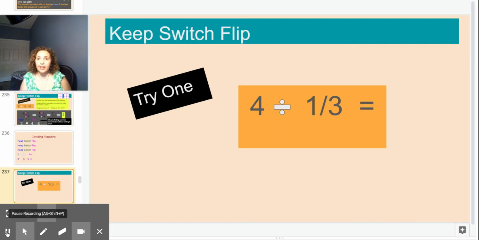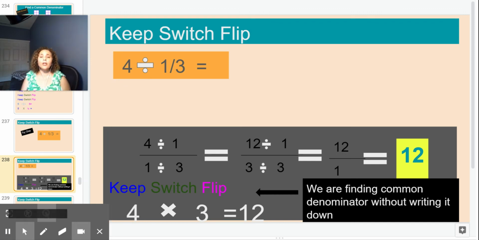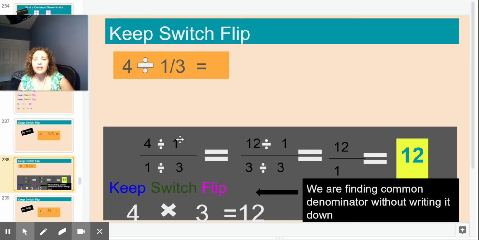Now that you know keep, switch, flip: 4 divided by 1/3. Go ahead and write it down and use keep, switch, flip. Okay, I wrote it down both ways. I just wanted you to see it. So I did 4/1 divided by 1/3. And so I got to make a common denominator of 3. So in order to do that, I got to multiply top and bottom by 3. 4 times 3 is 12. 1 times 3 is 3. 12 divided by 1 is 12. 3 divided by 3 is 1. 12 divided by 1 is 12.